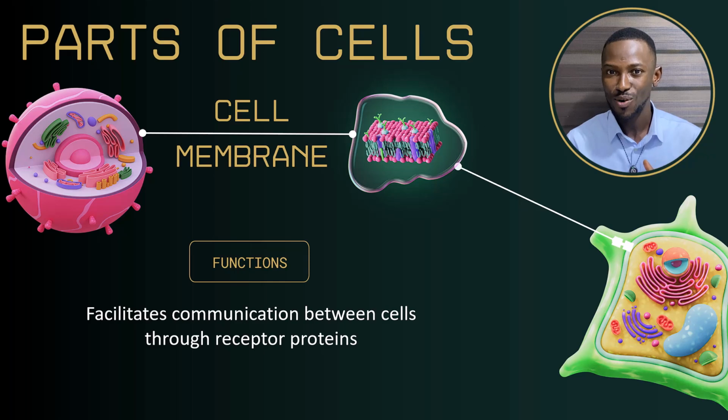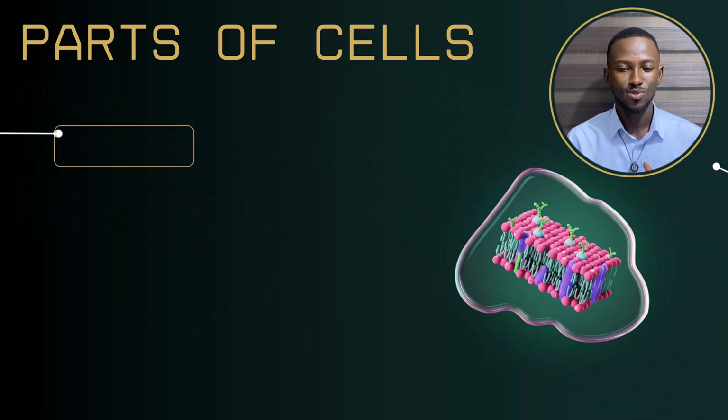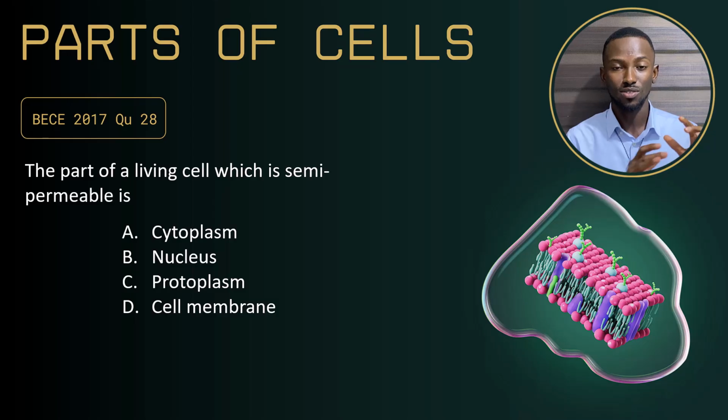So now we are done with the cell wall and cell membrane. Let's look at a question that was actually captured in 2017, multiple choice question, 2017, question number 28. The part of the living cell which is semi-permeable is what? Which part of the cell is semi-permeable? Obviously, the answer is what? Cell membrane. So the cell membrane is a part of the cell that is what? Semi-permeable.